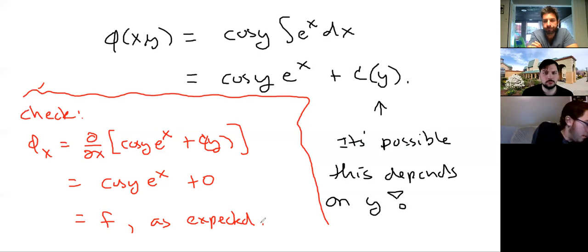Does anybody have a question? Okay, so I'm starting to discover what phi looks like. Phi is cosine y e to the x plus something, and this something might have y in it. So now I'm going to take my new guess of what phi is and differentiate it not with respect to x, but with respect to y.